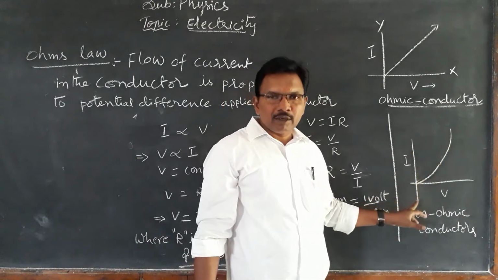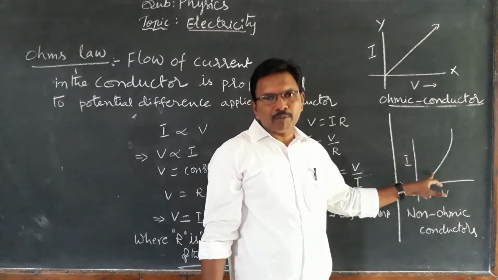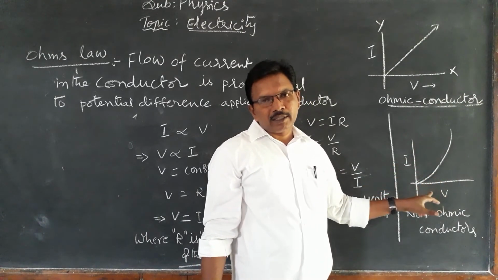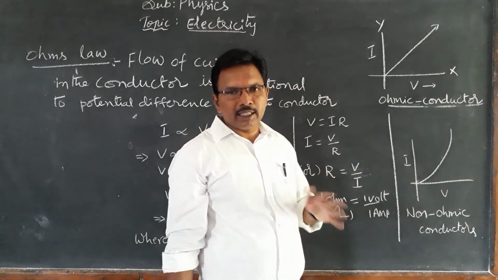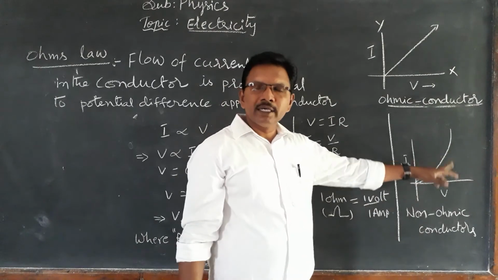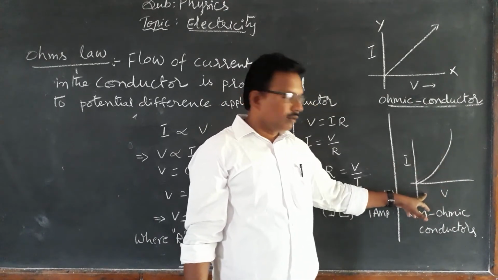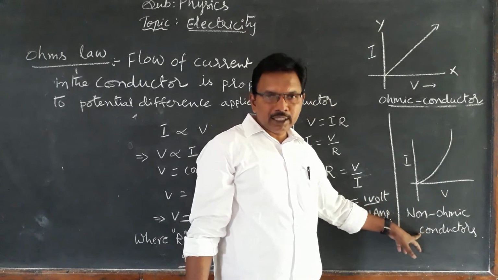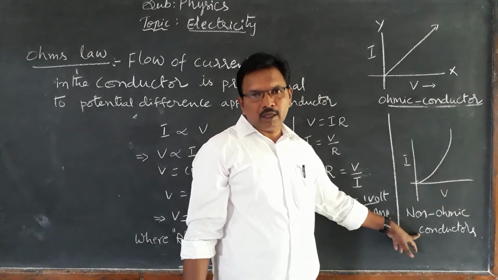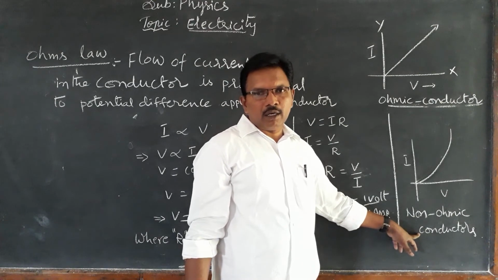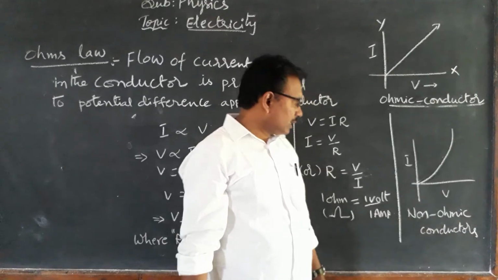A curve means that when we increase volts, the current also increases, but not equally. Sometimes it increases more, sometimes less. The difference in the increase of current is why we get a curve. So these are called non-ohmic conductors. Examples are filament, tungsten, and some diodes and semiconductors.